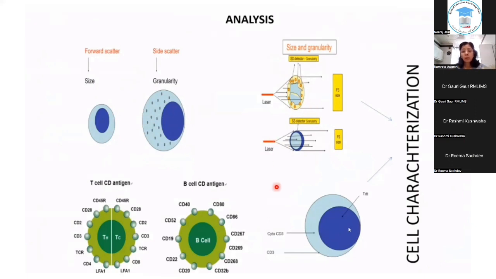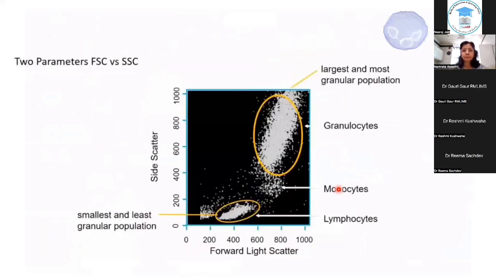Then we are also tagging the cells with antibodies which are fluorescently labeled. So a cell will have a lot of antigens, and depending on what antibodies you are using, it will be giving out signals. Therefore, in a single cell, we can have a forward scatter, a side scatter, and a lot of other fluorescence, depending on how many antigens and antibodies we are looking at.